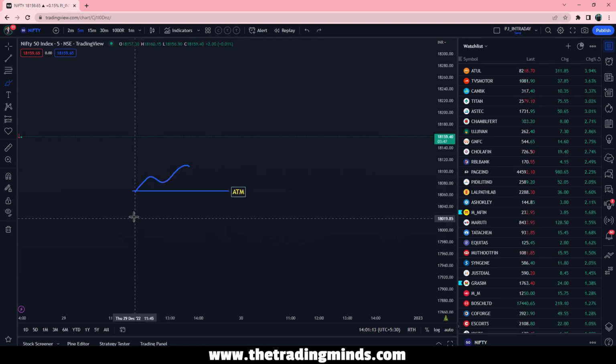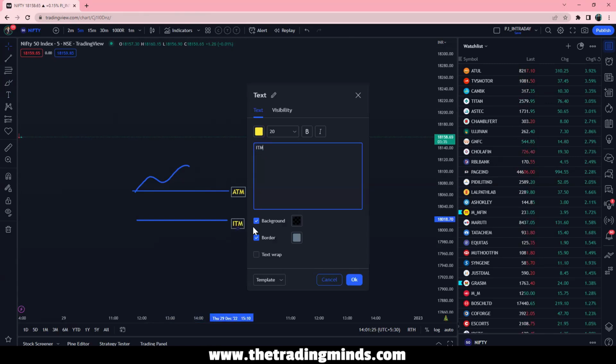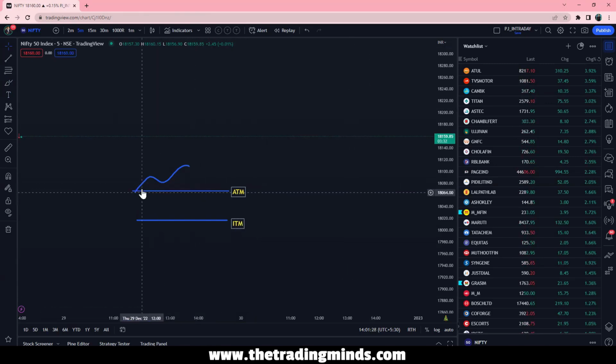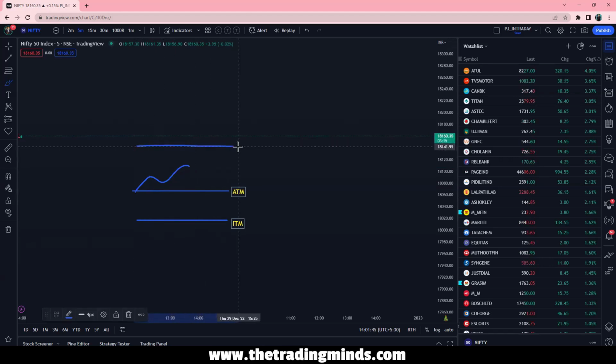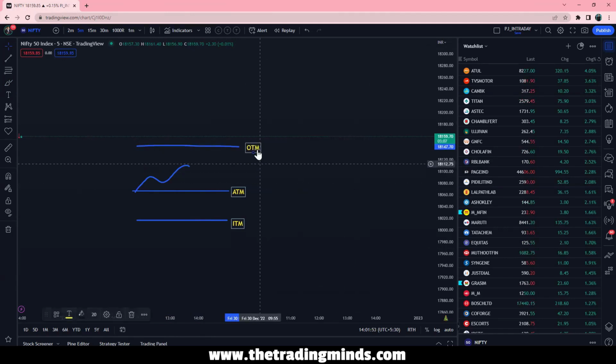Now let's say the price is below here. For example, the index is trading here. There is another strike price here, which is called the in the money strike price. It means the stock has already moved up, the price has already moved above the strike price mentioned here. So this is called the in the money strike price. And the strike price which is away from the current running price is called the OTM option, the out of the money option.